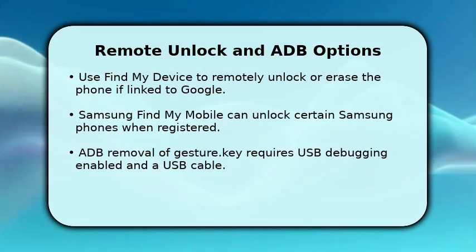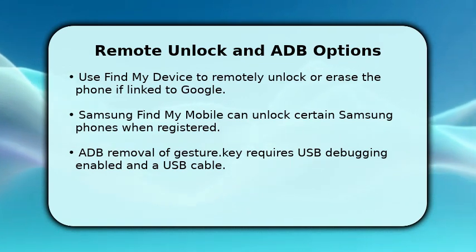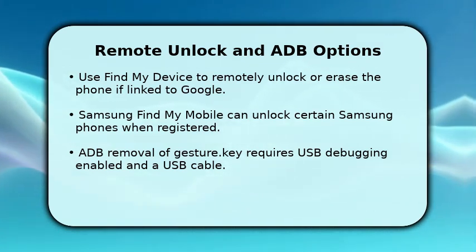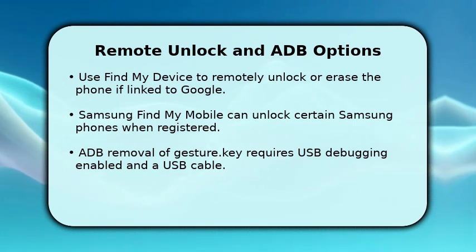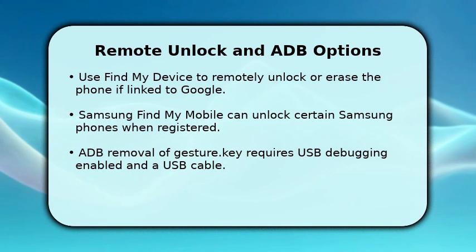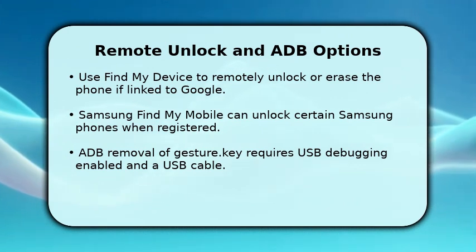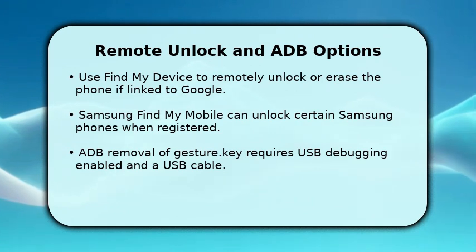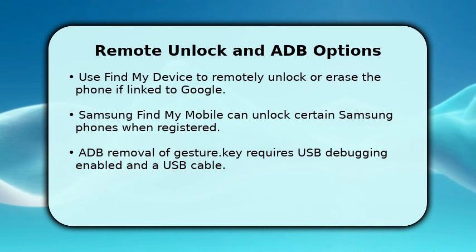If your device is linked to Google, use Find My Device to locate or erase it. Go to the Find My Device webpage and sign in with the same Google account. You can choose to unlock remotely on supported devices or perform a remote erase. Samsung users can try Samsung Find My Mobile to remotely unlock if the phone was registered.